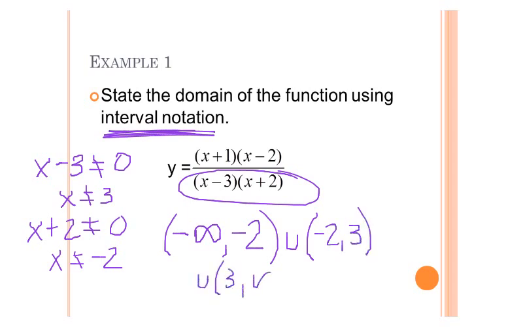union 3 to infinity. And notice I used parentheses the entire way because negative 2 and positive 3 are not part of my domain, and negative infinity and positive infinity are not numbers. They are just the idea that our numbers can get smaller forever and bigger forever.